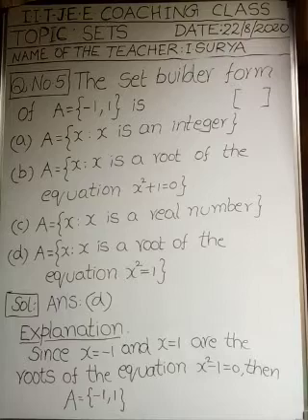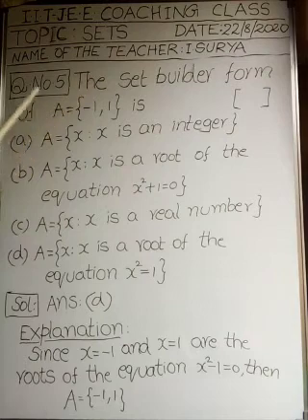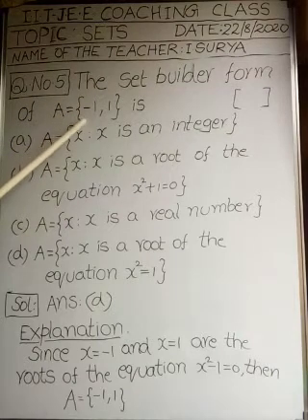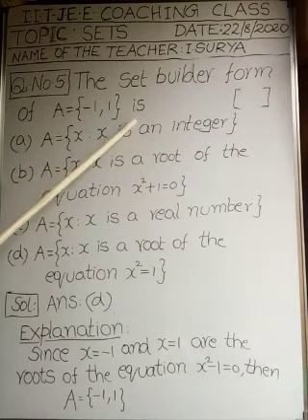Now come to the next question, that is question number 5. The set builder form of A is equal to set minus 1 comma 1 is.